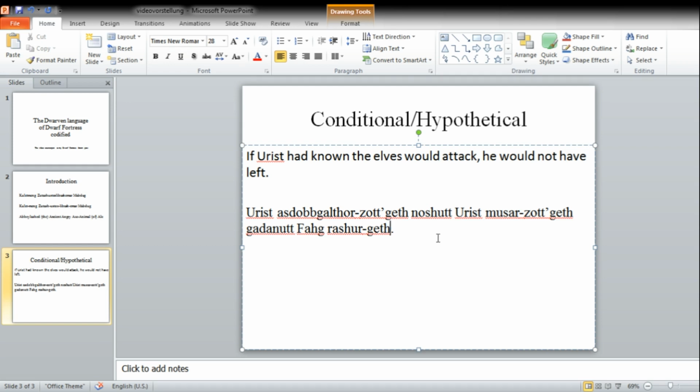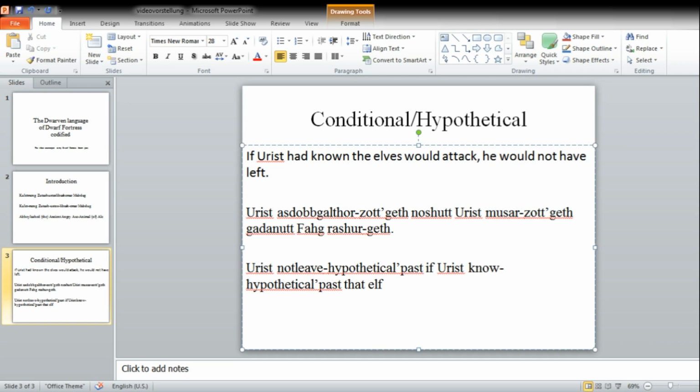So, here we see Eurist not asdob, Eurist not leave, hypothetical, past, if Eurist know, hypothetical, past, that elf attack, past. And you see there is no zot with rashgur. Oh wait, that's not correct. It's rashgur. Whoops.